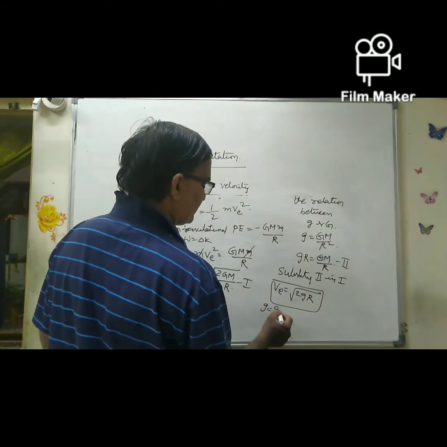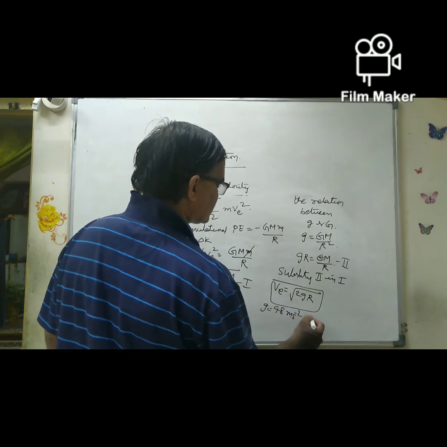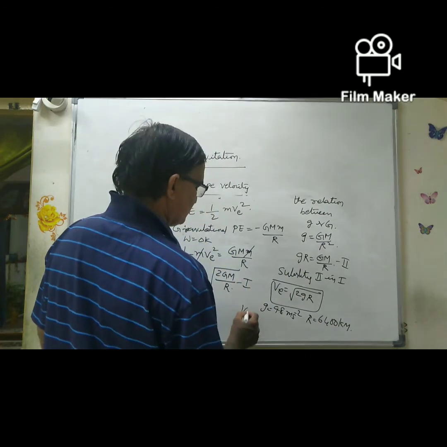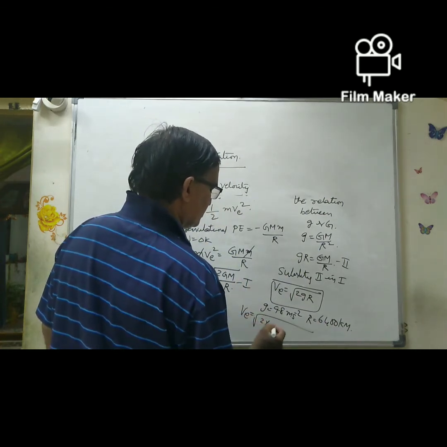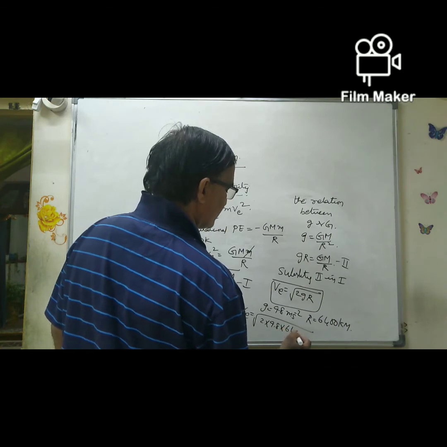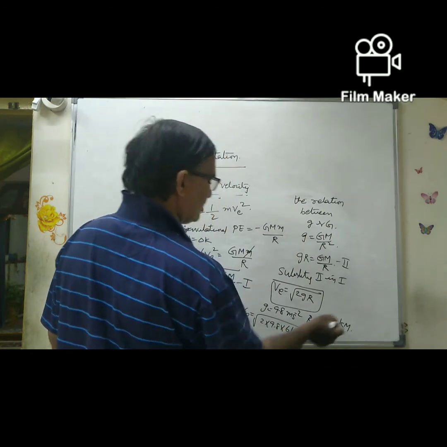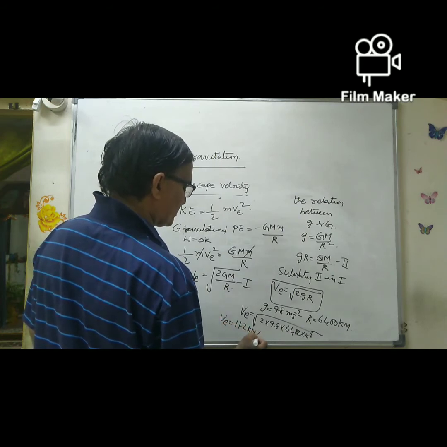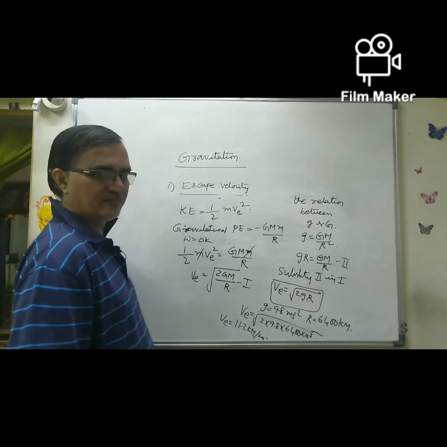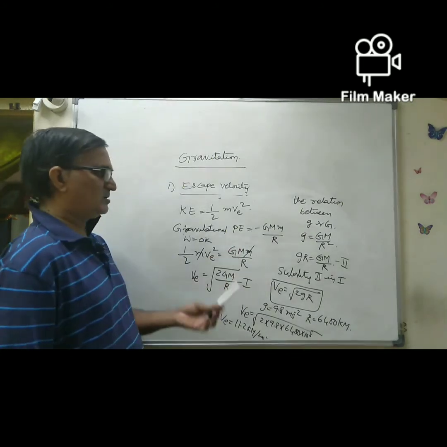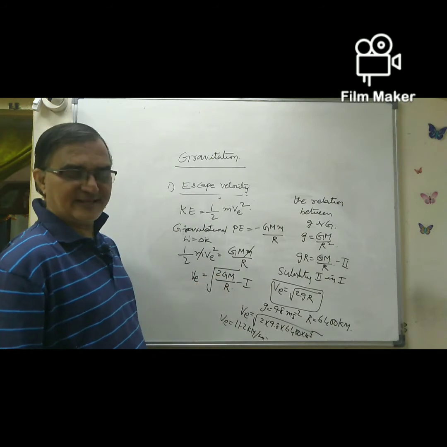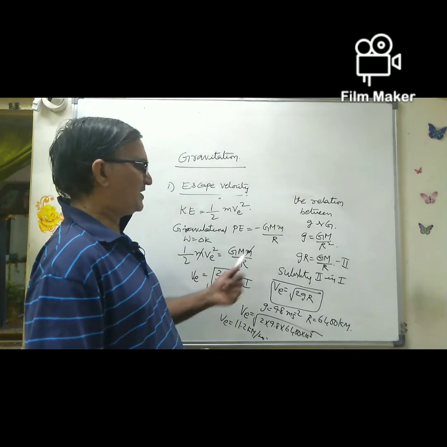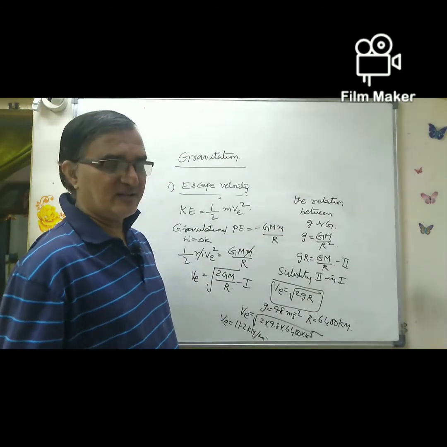Suppose g is 9.8 meter per second square, and the radius of the Earth is 6400 kilometers. If you simplify this, 2 into 9.8 into 6400 into 10 to the power 3, kilometers converted to meters, then v is equal to 11.2 kilometers per second. This is the value for escape velocity. Gravitational potential energy is equal to kinetic energy. Our work done is nothing but gravitational potential energy. Both can be equated to derive the equation. This is the expression for escape velocity.